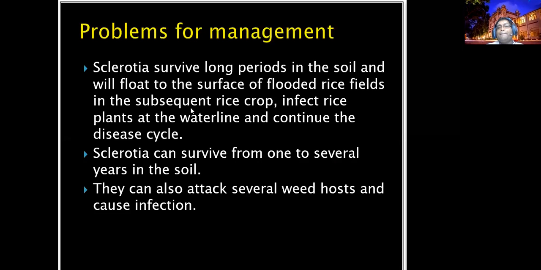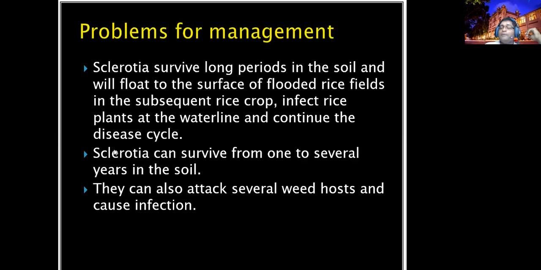The problem for management, I already explained that one. It forms sclerotia, which are an aggregation of the mycelium. That's why this fungus is also called a sterile fungus. Earlier it was classified as a sterile fungus because it did not form any sexual stage. But in later studies they identified that it forms sexual spores. That stage is called Thanatophorus cucumaris. Right? Thanatophorus cucumaris is the sexual stage.